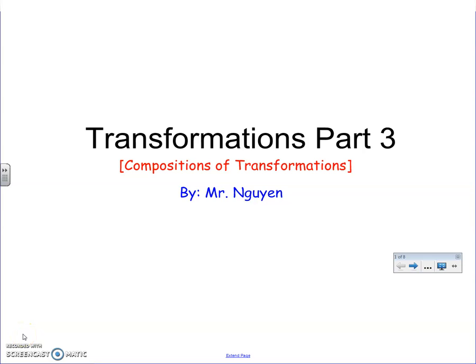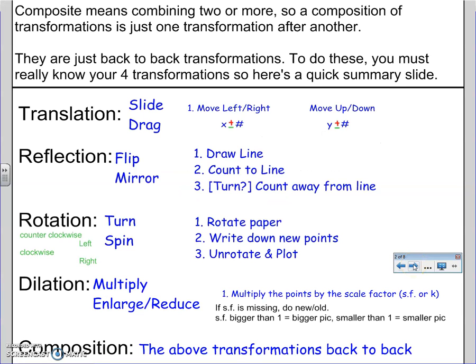Hello, this is Mr. Wynn, and this video is over transformations part 3, where we'll be going over compositions of transformations. A composite means combining two or more things. So a composition of transformations is just one transformation after another. They're just back-to-back transformations. Could be 2 of them, 3 of them, 4 of them. To do these, you must really know your 4 transformations.